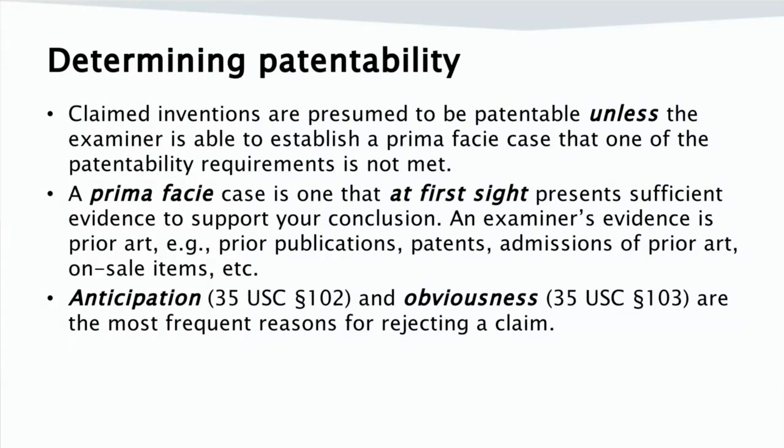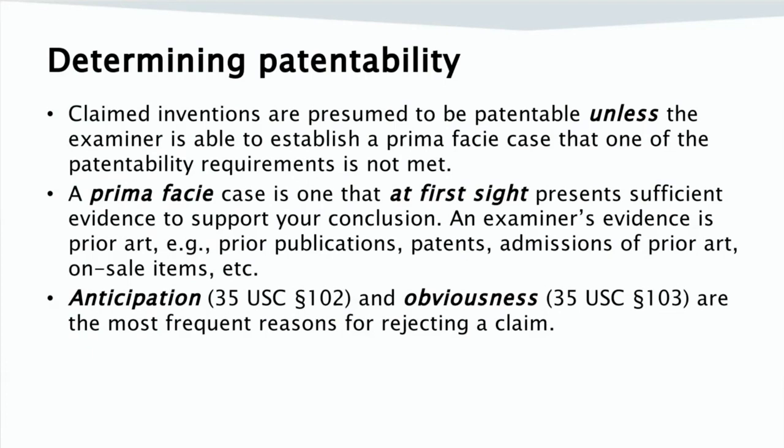The second understanding regards the level of proof needed to establish that a claim is not patentable. In the examination process, the examiner may make a prima facie case that a claim is not patentable in order to shift the burden to the applicant to either provide evidence to the contrary or to amend that claim. To make a prima facie case, the examiner provides sufficient evidence to make fact findings supporting a determination of unpatentability.